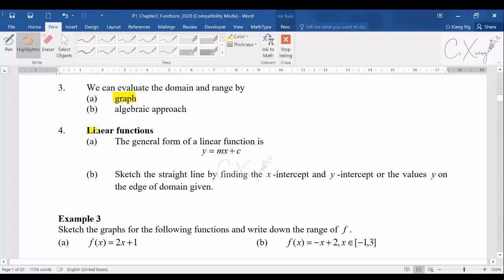Let's start with the linear functions. A linear function means that your equation is a sloped line. The general form will be y equals mx plus c. Usually when you want to sketch a straight line, you need to find the value for the x-intercept and y-intercept, or maybe, according to the values of the domain given, you can substitute the values using the edges of the domain given. We can have a look at 2 examples here.